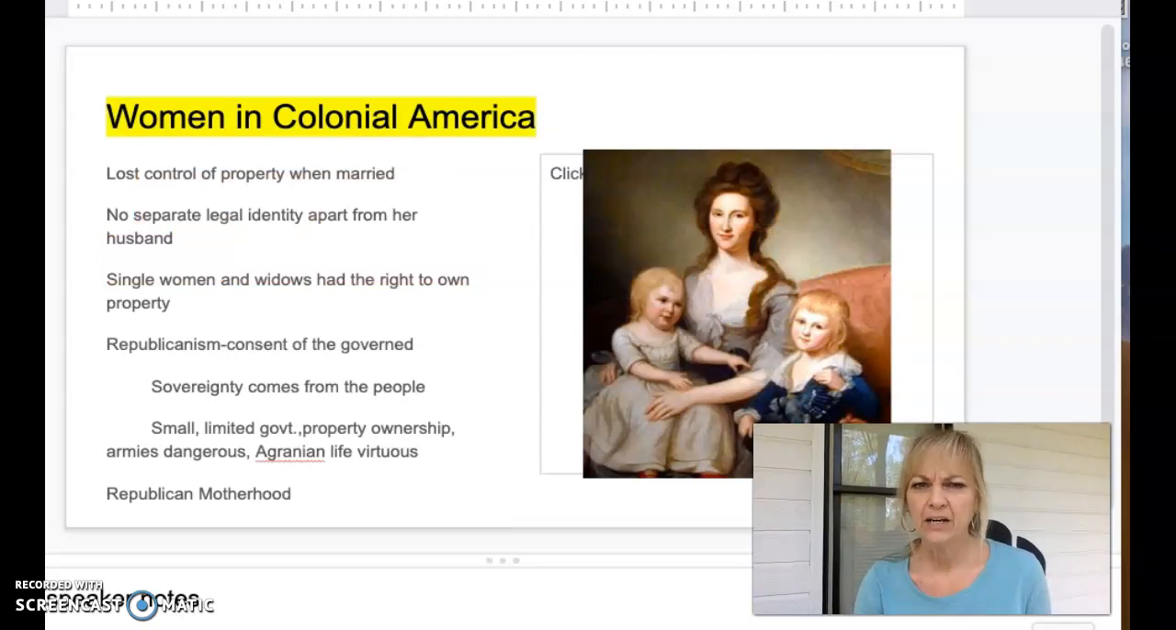Women in colonial America, you lost your property when you got married, no separate legal identity. The only women that can own property are going to be if you were single or if you were a widow.